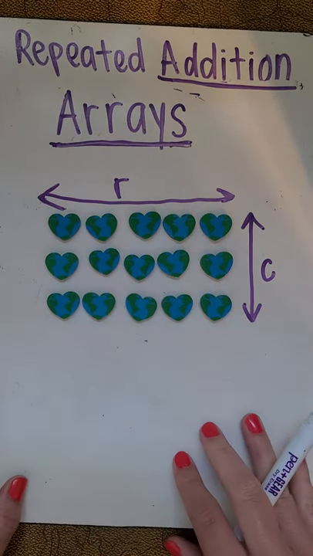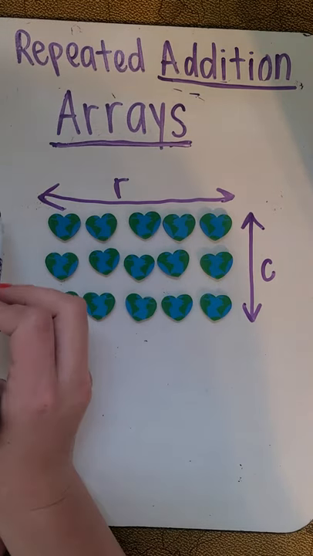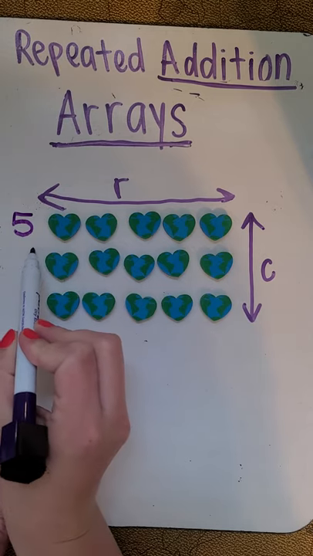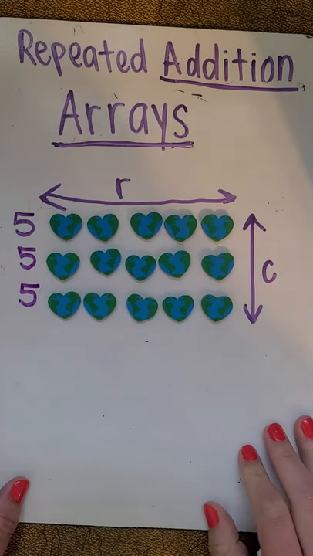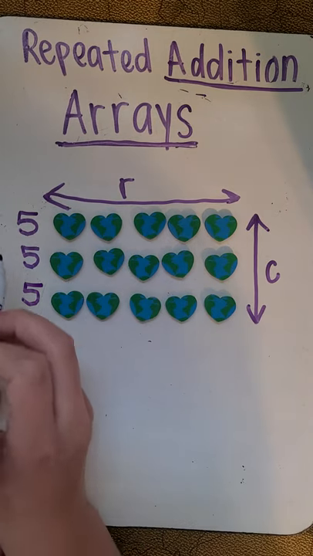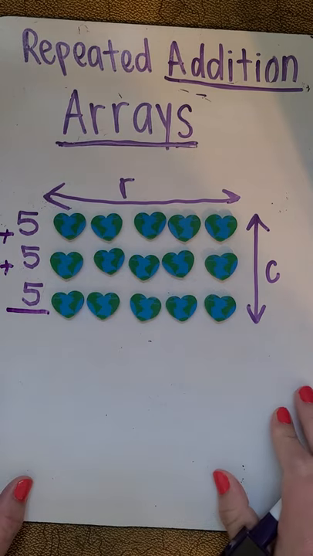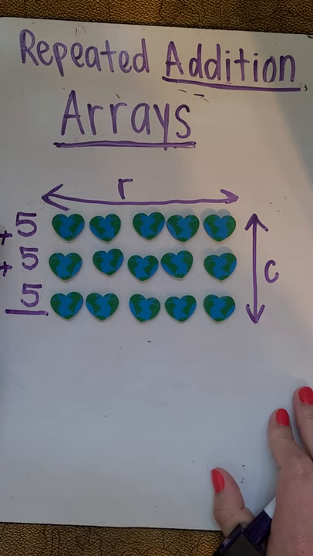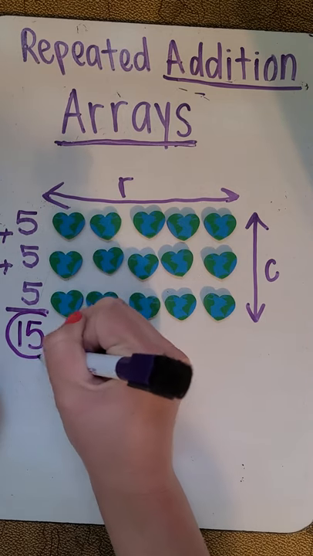So let's write an equation. First, I'm going to start off by saying how many hearts I have in each row. So remember, I said I have five hearts in each row. So an easy way I can write this equation, I can just add my plus sign right there. Looky there. I have 5 plus 5 plus 5 is what? 5 plus 5 is 10, plus 5 is 15. So right there's my total.